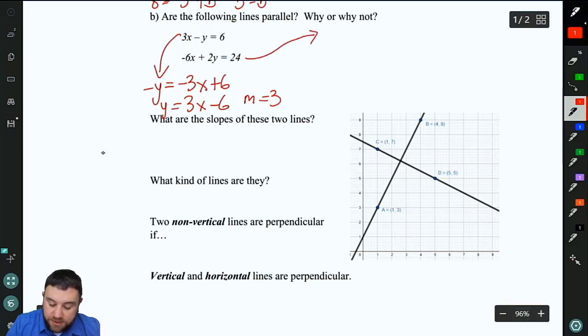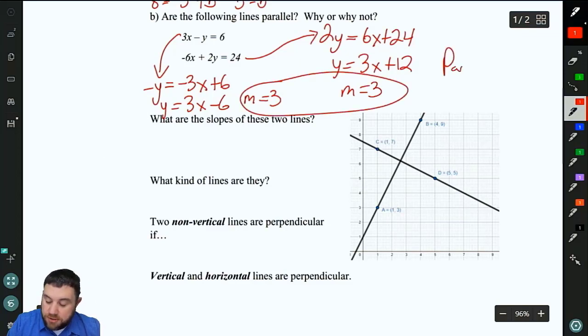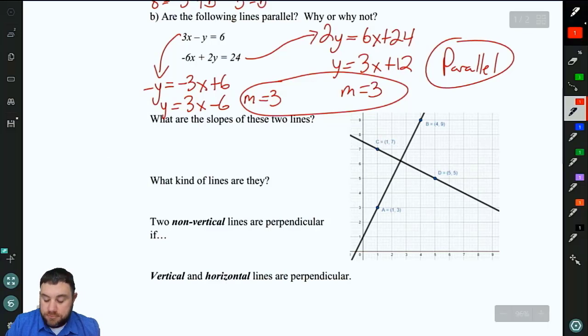For the second one, we'll add 6x to both sides, so we get 2y equals 6x plus 24. Divide both sides by 2, so y is 3x plus 12. So our slope again is 3. Those are equal, so the lines are parallel. So, bottom line, parallel lines have the same slope.